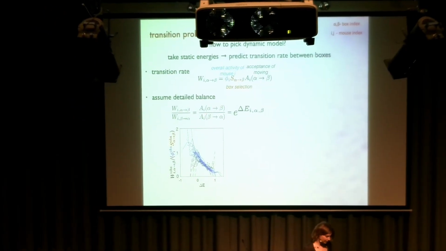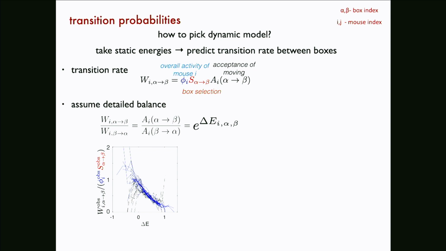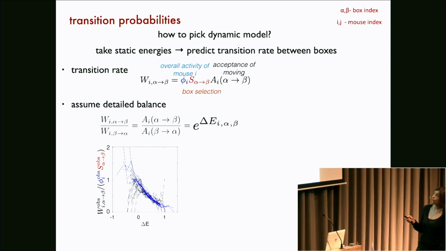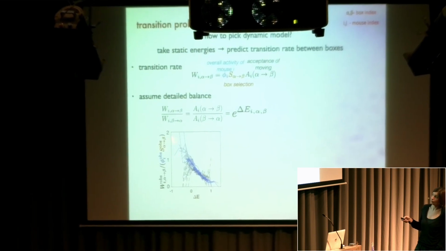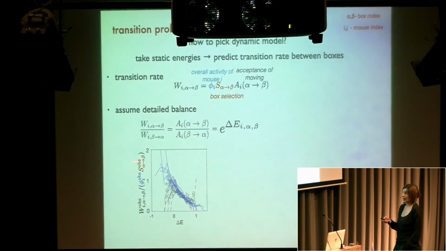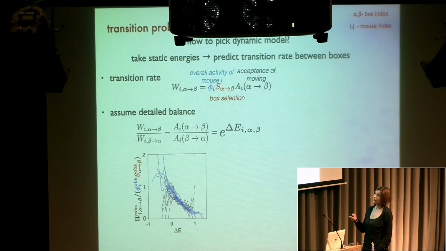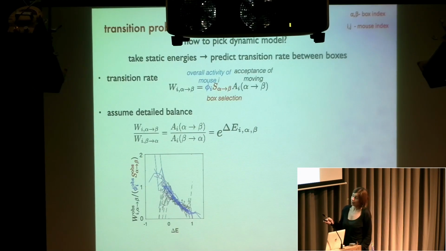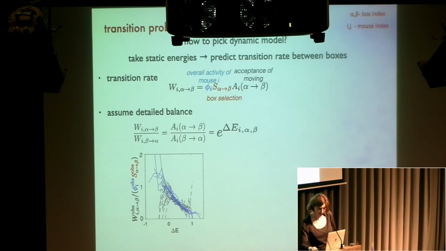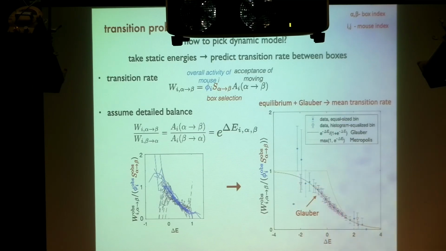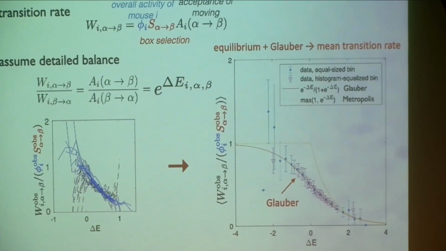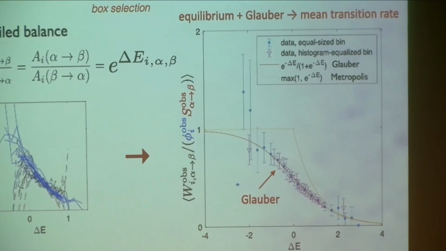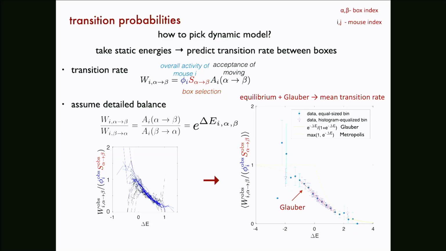However, we're interested in dynamic properties here. So then we looked at transition probabilities. So we took this steady state model and we took the data first of all, and we normalized it by the mouse identity and going from box alpha to beta. And it turns out that if we do that, then the transition probabilities between boxes collapse. And so if we assume detailed balance now, we can ask whether we can reproduce it with some sort of dynamical model. So we considered Glauber dynamics and Metropolis dynamics, and this is Metropolis in yellow and Glauber in red here, and this is the data, and you see that we can actually reproduce it with Glauber dynamics.